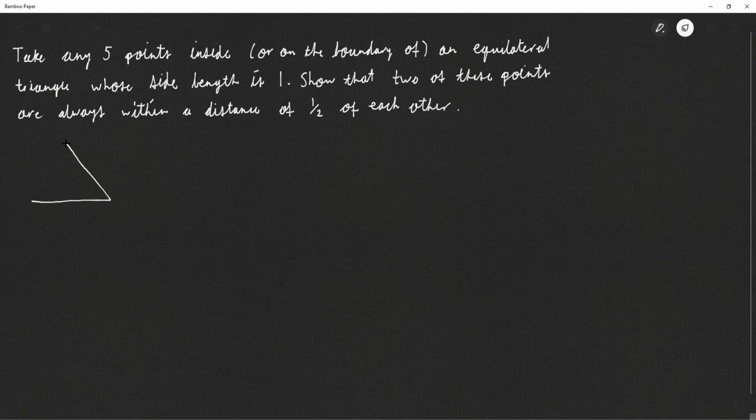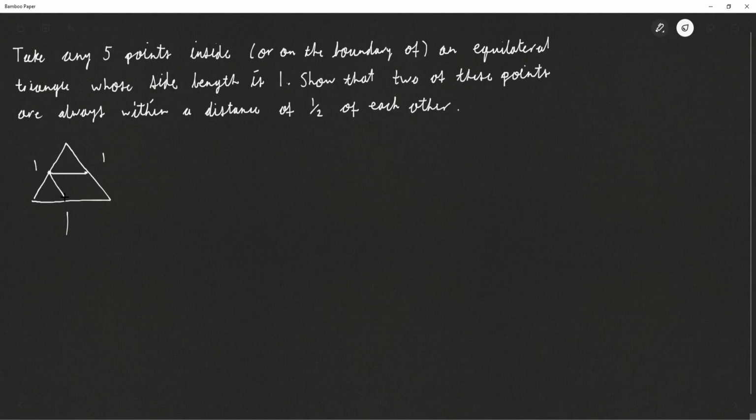So we have an equilateral triangle here, all with side length 1. And we want to take 5 points inside of it, including edges and vertices. And we want to prove at least 2 points are within a distance of 1/2 of each other. So the key idea is to create pigeonholes out of the triangle itself here. So what we can do is put our large triangle into 4 smaller equilateral triangles.